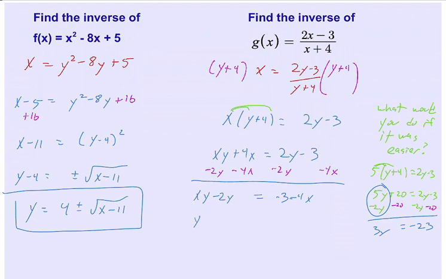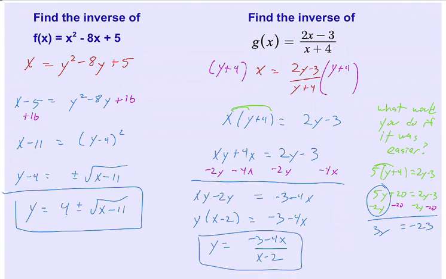The trick is to factor out that y. xy minus 2y, I'm going to factor out the y. Because now it's very easy to get the y by itself. And this one actually is in function notation. So for my final answer, I will write it in function notation. G inverse of x is equal to negative 3 minus 4x over x minus 2. And that's my final answer.